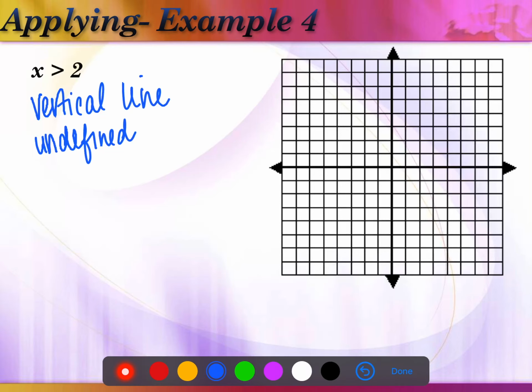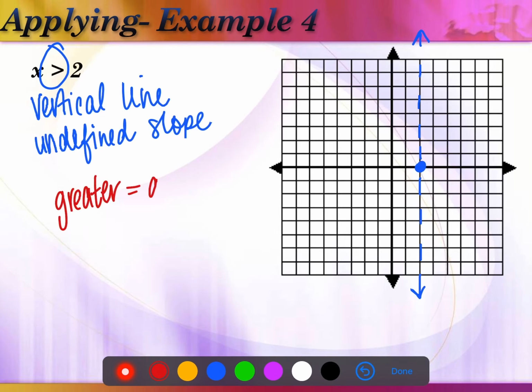So this is a vertical line. It has an undefined slope. Find 2 on the x-axis, and according to my inequality symbol, it is not equal to, so I'm going to use a dotted line. Now this is greater, which would mean above, all right? But for a vertical line, there really is no above or below.